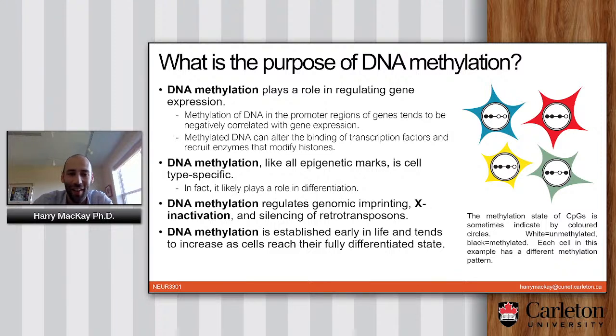It also, in addition to this, regulates imprinting. We'll hear about that in the next lecture, as well as X inactivation, as well as silencing of retrotransposons. So all three of these things we will hear about in due time. I think X inactivation we'll talk about today, but the other two we'll save for later. So it's involved not just in expression, but also in other important aspects of regulating the genome. And DNA methylation is established early in life, and it tends to increase as cells become more and more mature. When you first start out, the methylation level in your cells is very, very low, and as they differentiate and become more mature, the methylation becomes higher and higher.